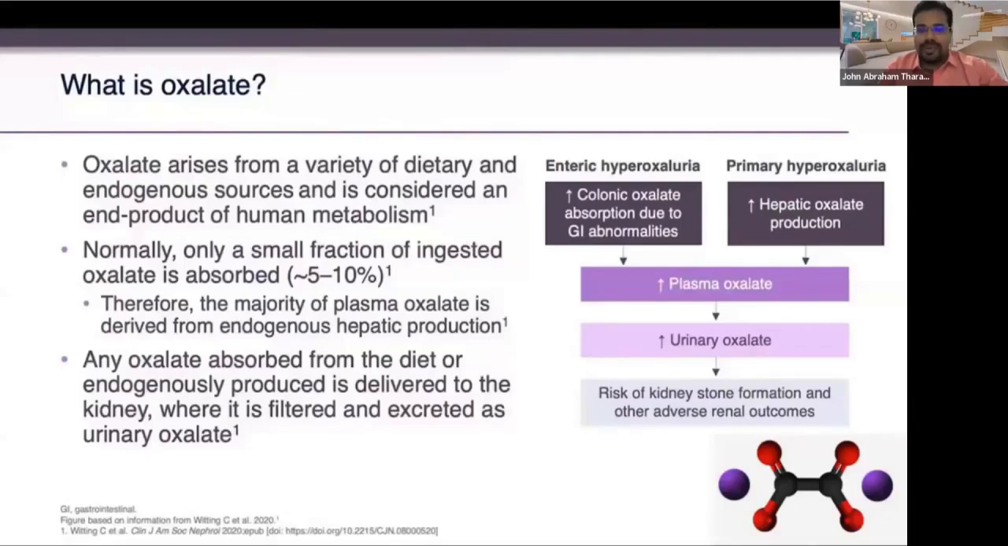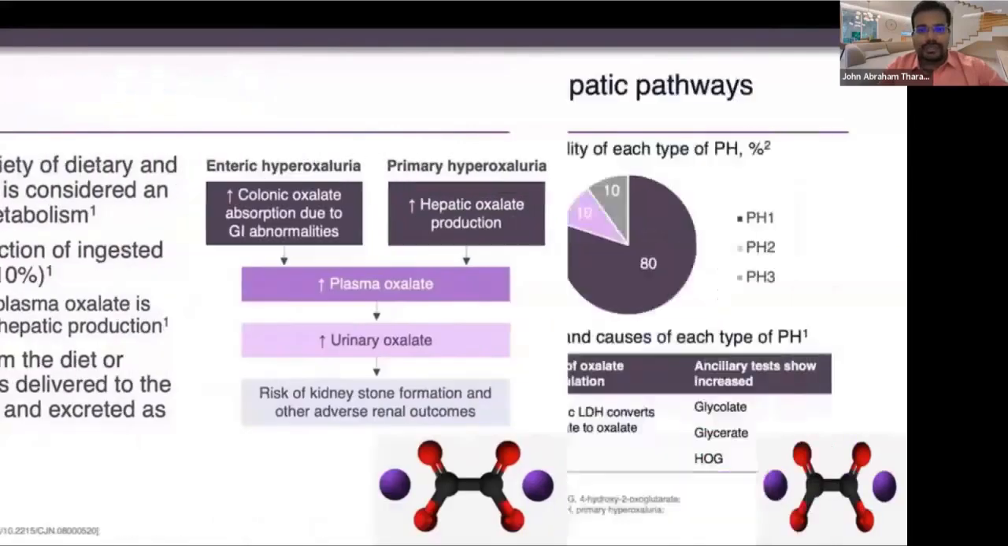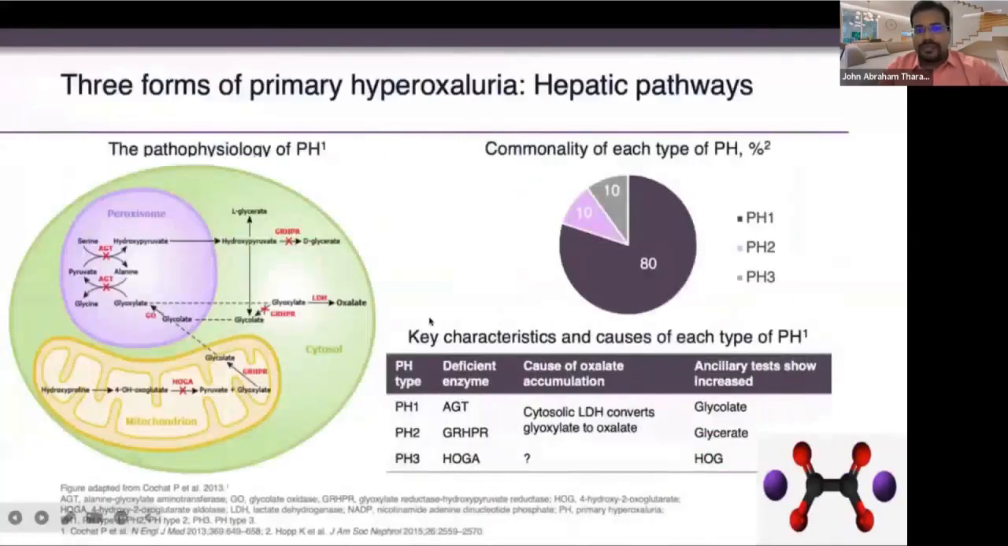So, any oxalate absorbed from the diet or endogenously produced is delivered to the kidney where it is filtered and excreted as urinary oxalate. So, there is enteric hyperoxaluria and primary hyperoxaluria. Enteric is due to increased colonic oxalate absorption due to GI abnormalities such as malabsorption. And in primary hyperoxaluria, there is increased hepatic oxalate production. Both lead to an increase in the plasma oxalate, increase the urinary oxalate, and there is risk of kidney stone formation and other adverse renal outcomes. So there are three forms of primary hyperoxaluria and the hepatic pathways.